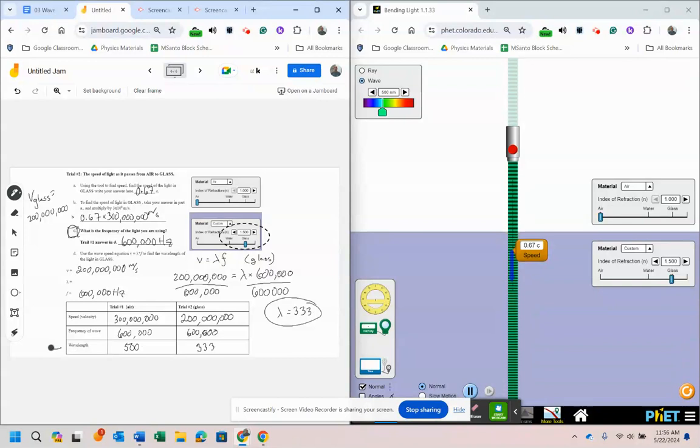So the following questions below this, they're asking you to compare what happens to the frequency, the speed, and the wavelength. So you guys are responsible for answering those questions and then going to do trial 3 and 4.